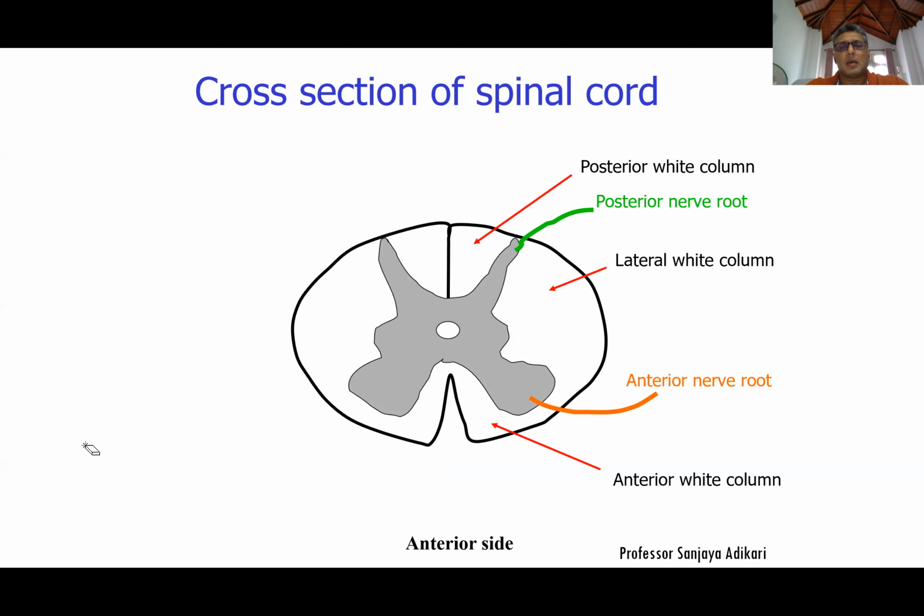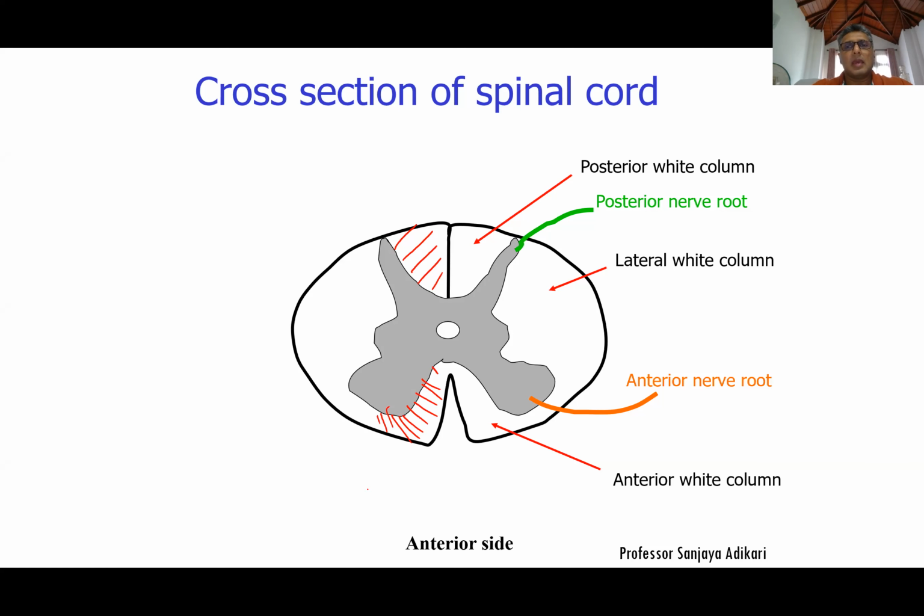Then now your motor nerves come out as anterior nerve roots, and the sensory nerves enter the spinal cord as posterior nerve roots. Now, because of these anterior and posterior nerve roots, the white matter of the spinal cord is divided into 3 areas, so 3 columns. The area of the white matter behind the posterior nerve root is called the posterior white column. And the area of the white matter in front of the anterior nerve root is called the anterior white column.